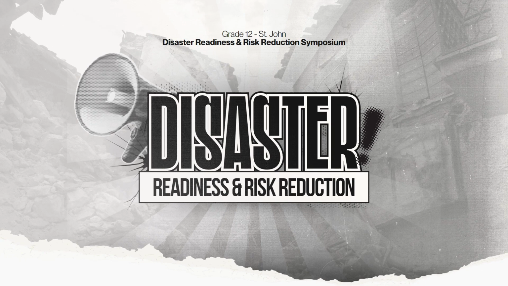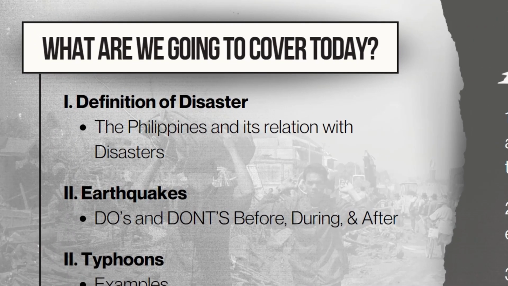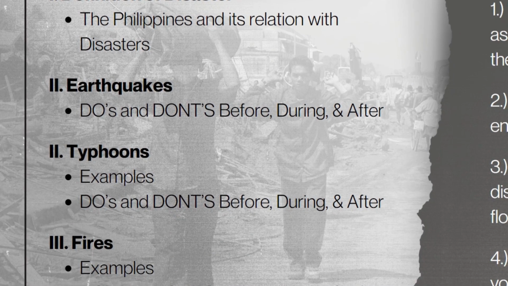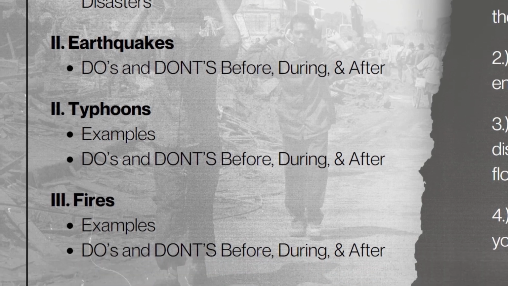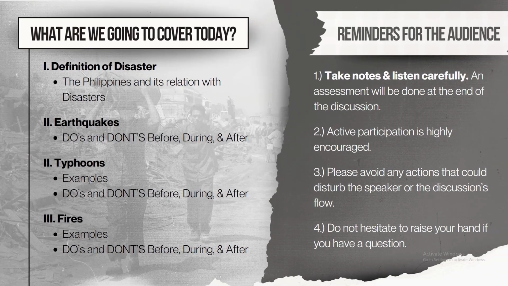So, what are we going to cover today? So, firstly, the definition of disaster in the Philippines and its relation with disasters. Number two, earthquakes, the do's and don'ts before, during, and after. Number three, typhoons, the examples thereof and the do's and don'ts. And lastly, fires, the examples thereof and the do's and don'ts.